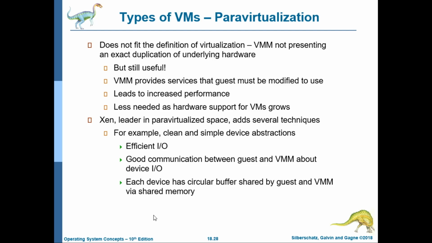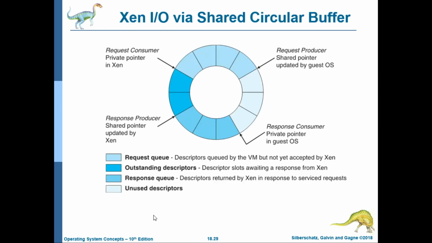Xen, a leader in the paravirtualized space, adds several techniques, for example clean and simple device abstractions. The advantage is efficient I/O and good communication between the guest and VMM about device I/O, and each device has a circular buffer shared by guests and VMM via shared memory. So we have an illustration here of Xen I/O via a shared circular buffer.